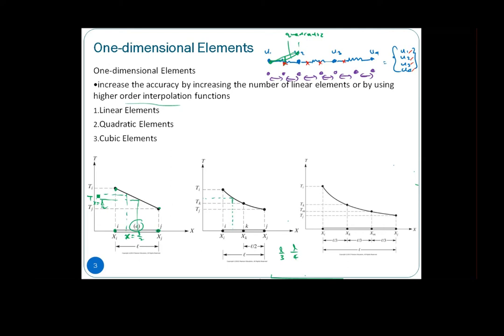So cubic elements, where let's say you have one element X with the length of L, then in between them we call them mid-side nodes. You need to have two additional nodes in between this I and J.